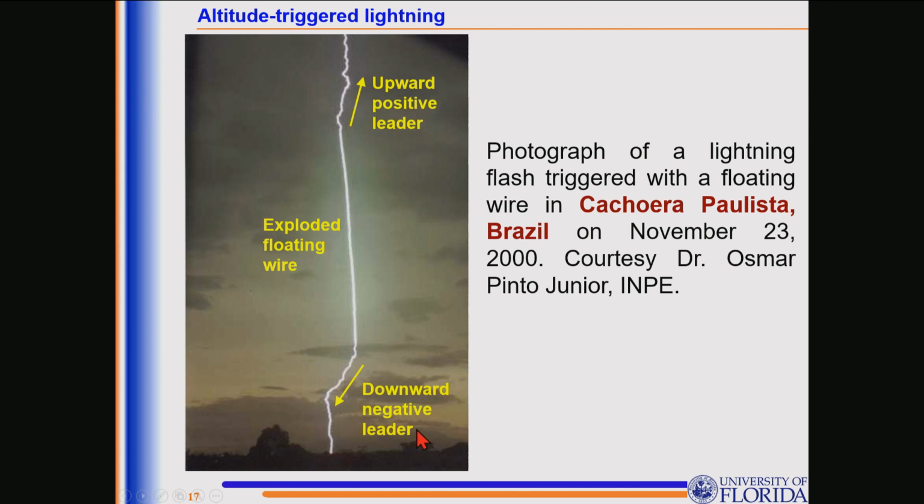So far, I was talking about classical triggered lightning, triggering wire grounded, but it is possible to trigger lightning with a floating wire, not connected to ground, and this is one example from Brazil. This straight section of the channel indicates where the floating wire was. It exploded, of course, and was replaced by a plasma channel. This tortuous channel above the straight section was created by an upward positive leader, and the downward negative leader developed from the bottom of the wire. So this is so-called altitude triggered lightning as opposed to classical.